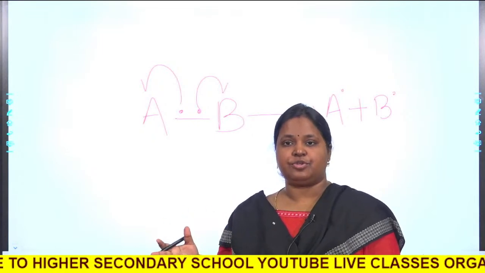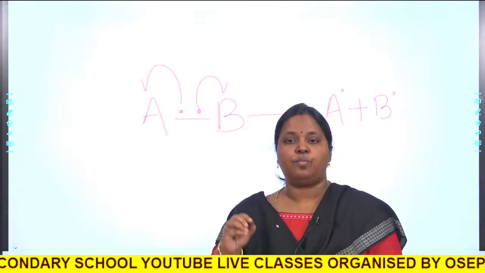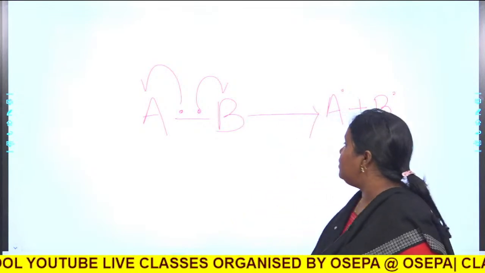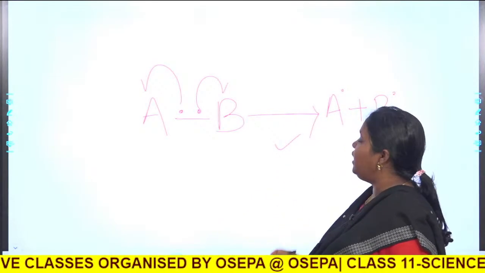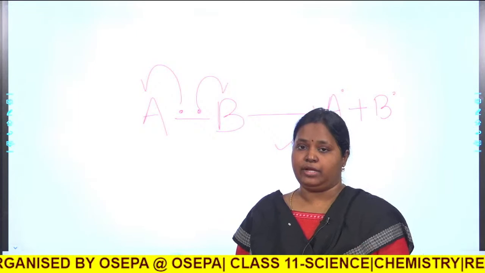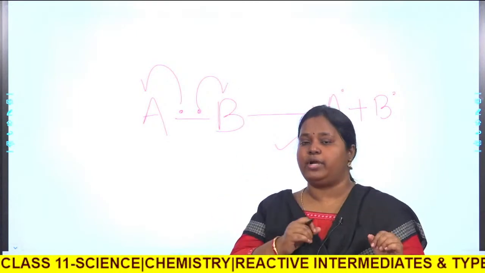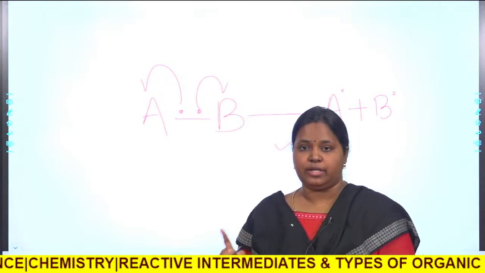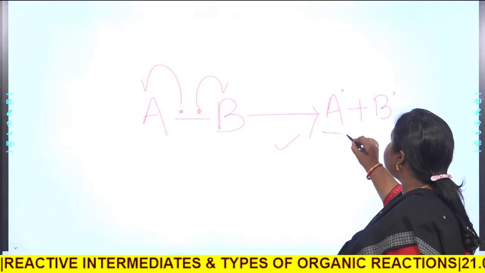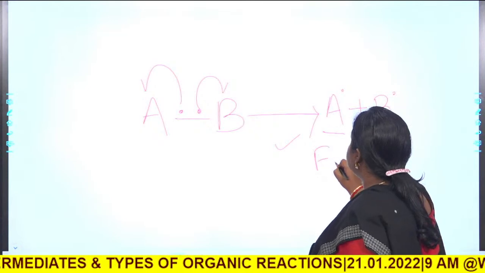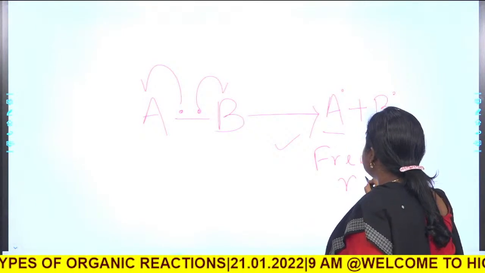Hence equal distribution happens. Hence it is called homolytic fission. Okay. So, this type of fission in which the shared pair of electron is actually equally shared between the 2 bonded atoms is called homolytic fission. Here there is generation of free radicals.